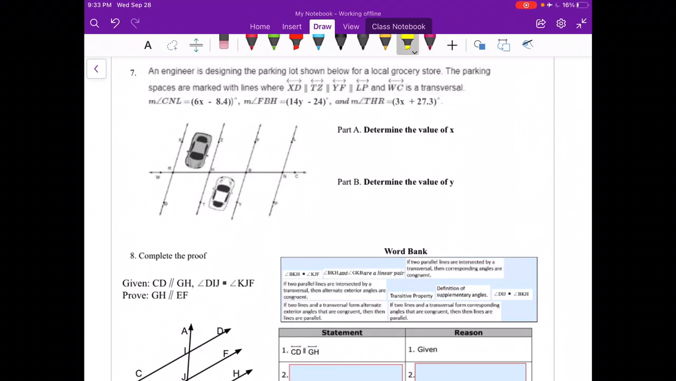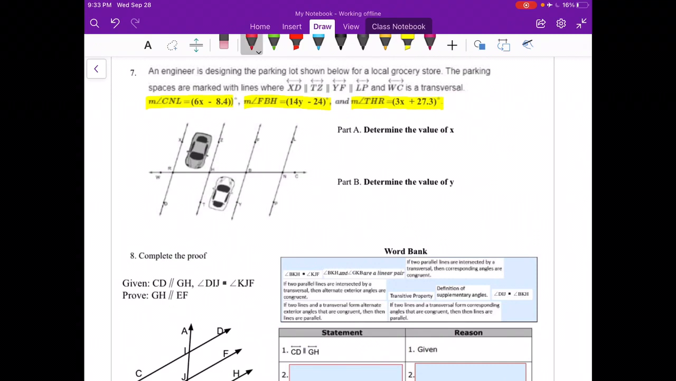So once again, we're going to look at the information that we're given, and we're going to label that information on our diagram. So we're given that the measure of angle CWL is 6x minus 8.4 degrees. FBH is 14y minus 24 degrees. And THR is 3x plus 27.3 degrees.